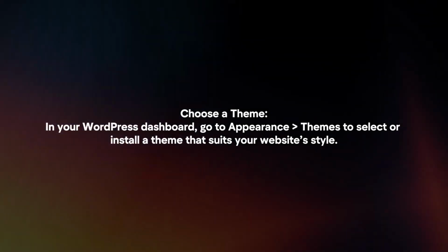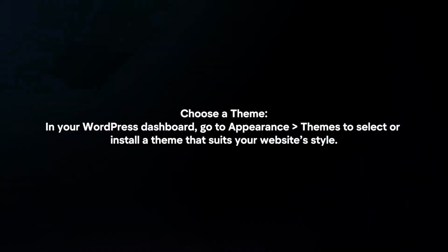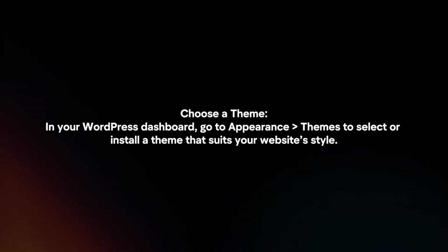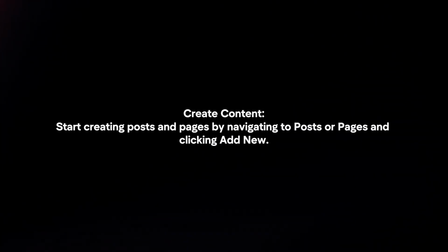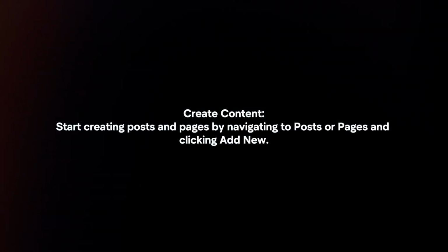Choose a theme. In your WordPress dashboard, go to Appearance, Themes to select or install a theme that suits your website style. Create content. Start creating posts and pages by navigating to Posts or Pages and clicking Add New.